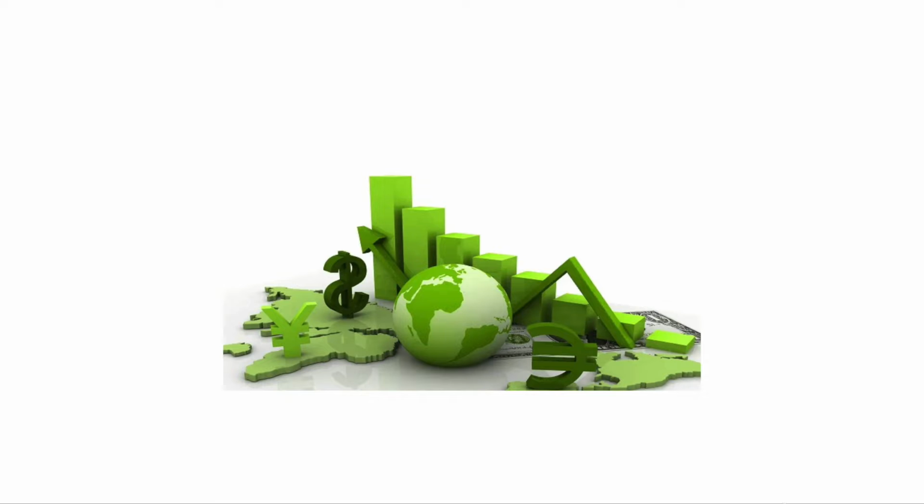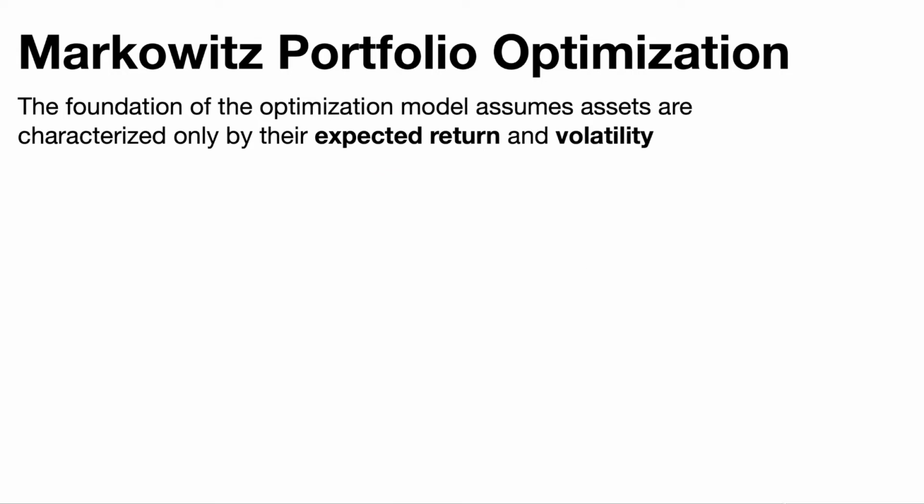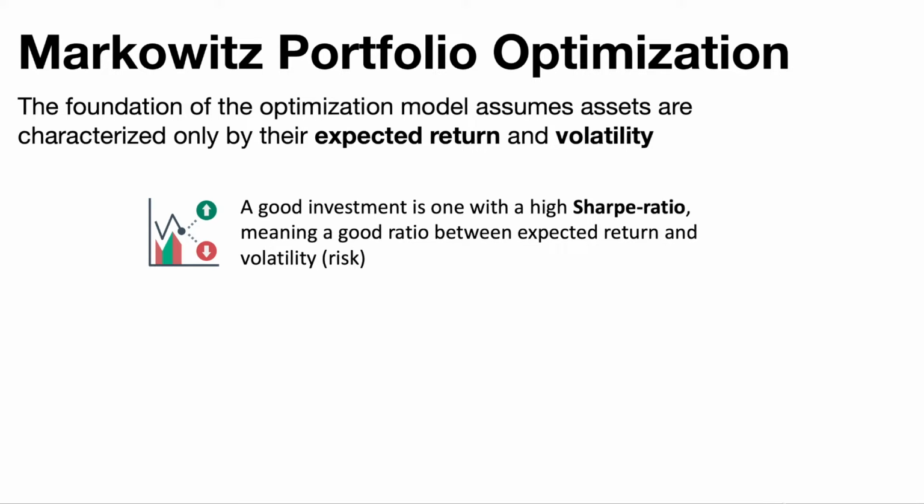For Part B, the economic analysis, one of the foundations is the Markowitz portfolio optimization model. This is a model which aims to explain the strategy of investors. It assumes that assets are characterized only by their expected return and volatility. A good investment is one that has a high Sharpe ratio, meaning a good ratio between expected return and volatility.